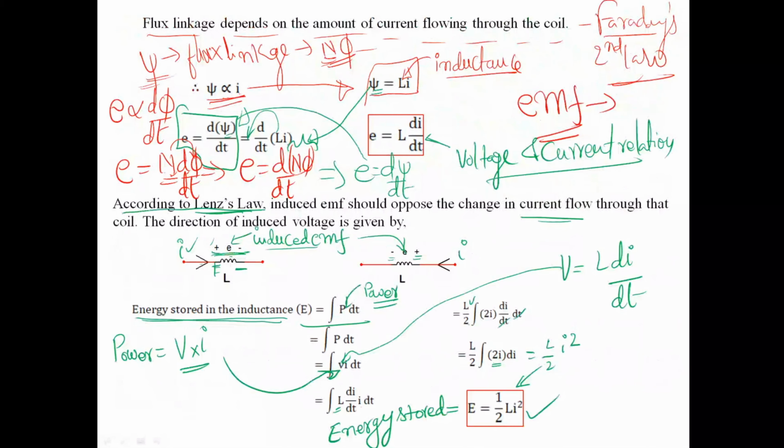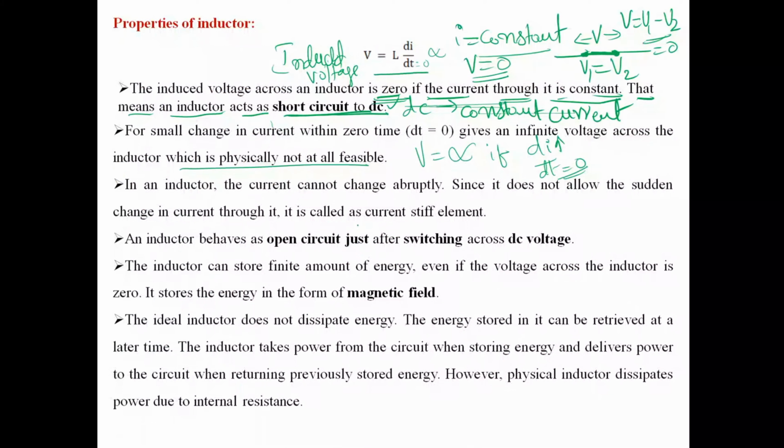Then, in an inductor, the current cannot change abruptly. Because of the derivative term involved in the voltage, the induced voltage, according to Lenz's law, always tries to oppose the change in current. Therefore, the current in the inductor cannot change abruptly, since it does not allow a sudden change in current through it. It is called a current stiff element.